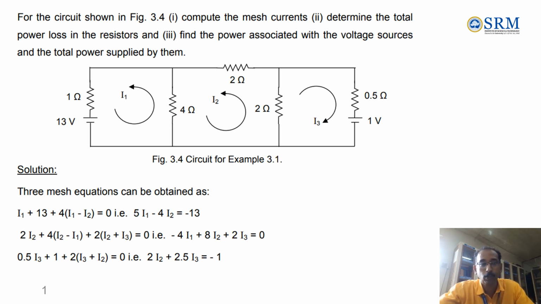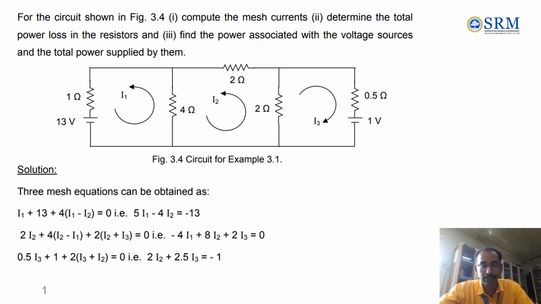Number 2 is determine the total power loss in the circuit resistors. There are 5 resistors connected in this circuit. 2 voltage sources are given, 13 volt and 1 volt. Find the power associated with the voltage sources, this 13 volt and 1 volt, and the total power supplied by them. So we are going to see all the questions.